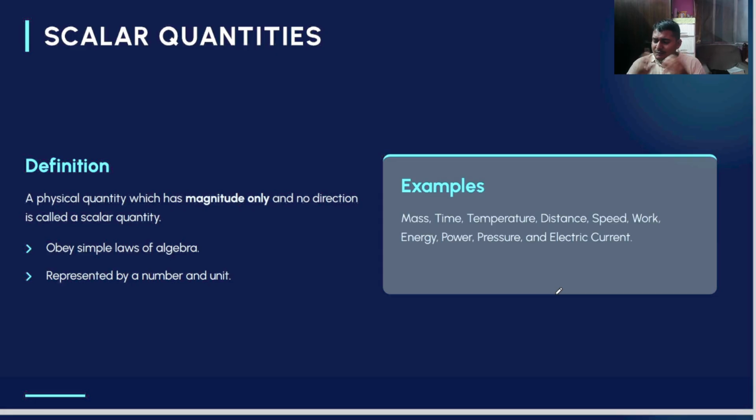We often speak about his weight being 15 kilogram, or his weight is 50 kg. In this, we don't talk about the direction. So all these quantities where there is no implementation of direction are termed as scalar quantities.